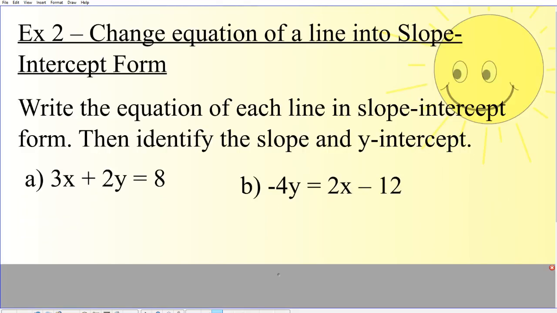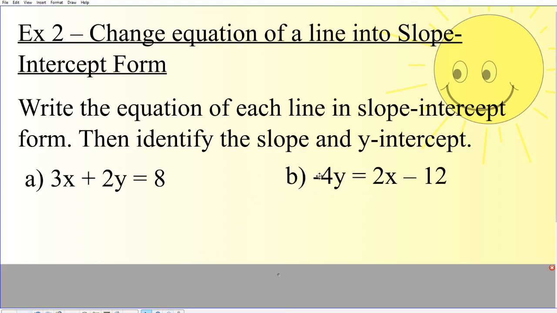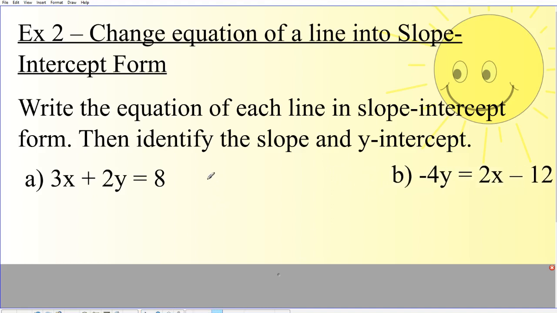Example 2. Write the equation of the line in slope-intercept form, then identify the slope and the y-intercept. Okay, so now, in these problems, none of these will be in slope-intercept form. Our job is to make it look like that. So I'm actually going to move letter B over farther. Equation: y equals mx plus b. So I've got to make this equation here look like that.